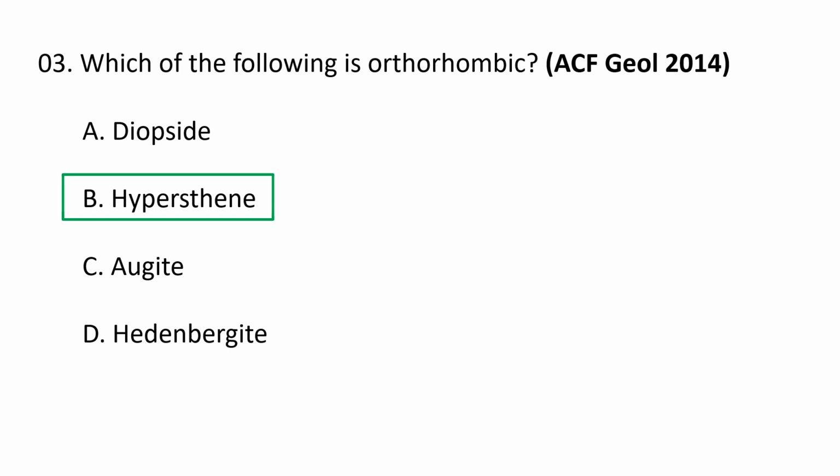And hypersthene is a common rock forming inosilicate mineral. It belongs to the group of orthorhombic pyroxenes. So which of the following is orthorhombic means hypersthene is orthorhombic, whereas diopside, augite and Hedenbergite belong to monoclinic crystal system. So B is the correct option. Next question.